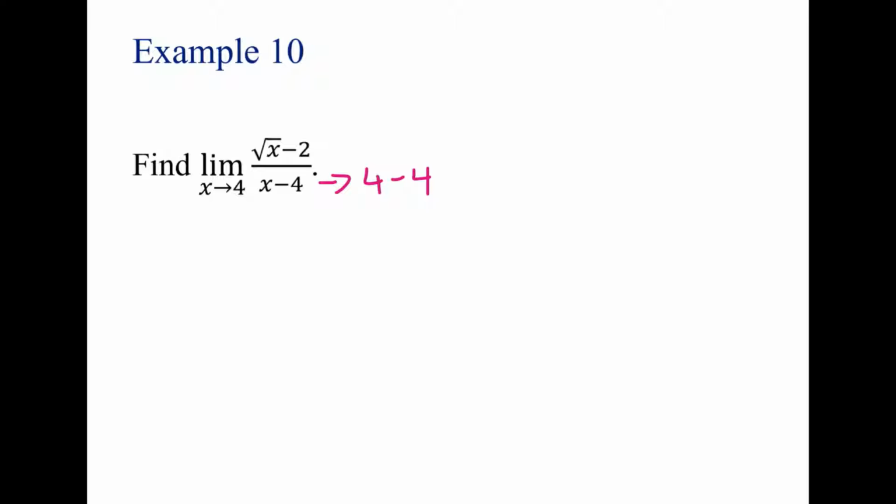However, when we substitute 4 in for x in the denominator, we get 4 minus 4, which is 0. And we're never allowed to have 0 in the denominator because that means the function is undefined at that value. So this function is undefined at 4. So that means we need to find a different way to compute this limit because the direct substitution does not work.